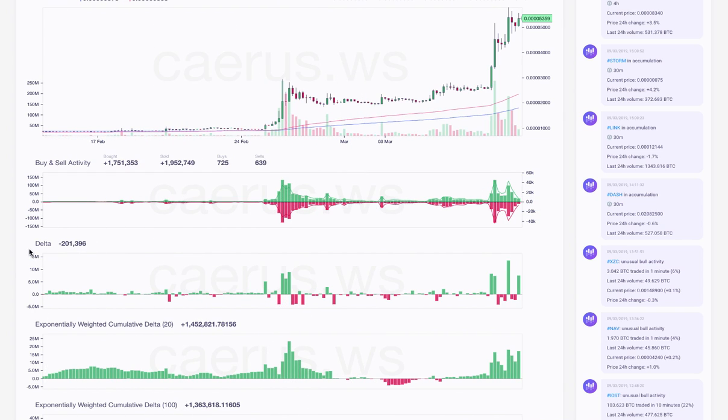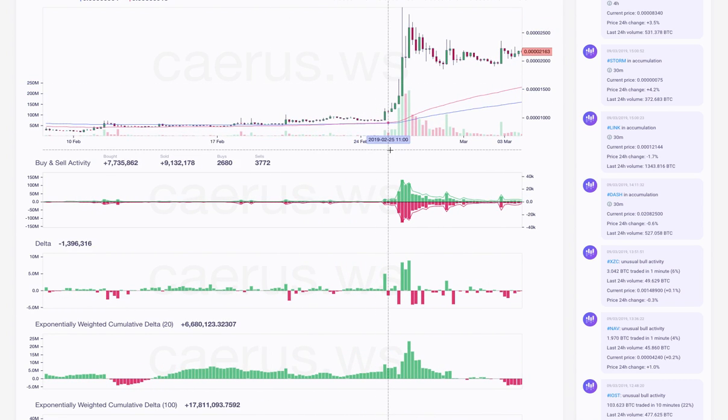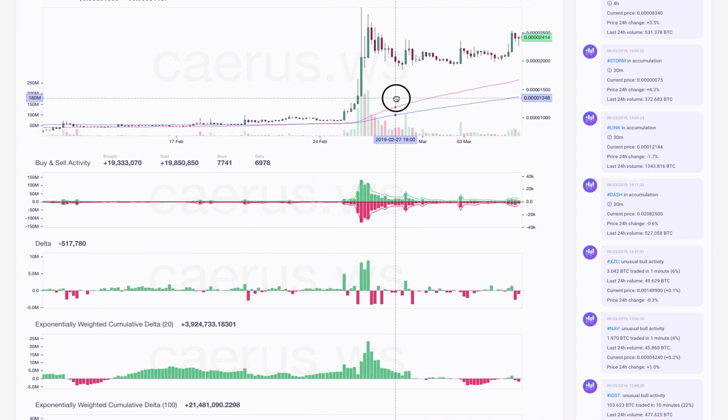The second indicator is delta. The delta is basically the buys minus the sells. So with delta you can easily identify the moments when someone is buying a lot or when someone is selling a lot of the asset.